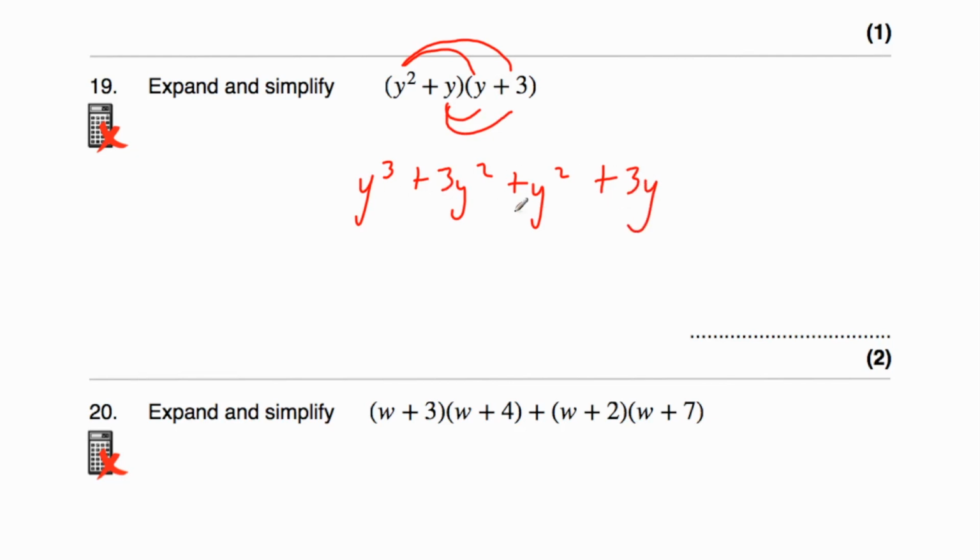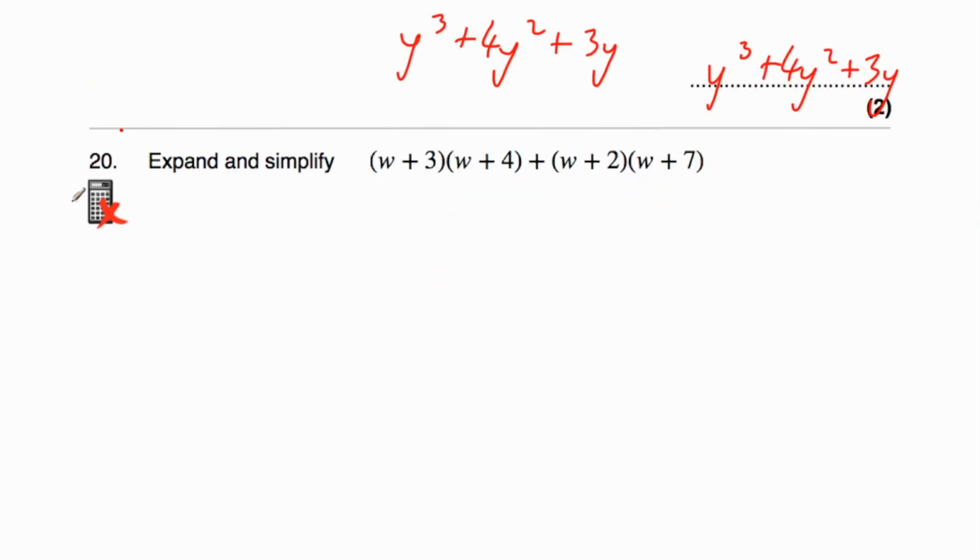Now if we have a look at this, we have got some like terms. We've got 2y squared terms. We've got 3y squared plus y squared. Well, if we had 3y squared and we add another y squared, that'd be 4y squareds. So we've got y cubed plus 4y squared plus 3y. So the answer is y cubed plus 4y squared plus 3y.